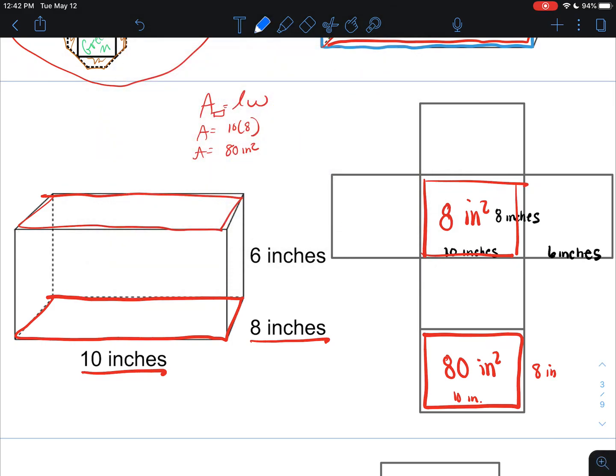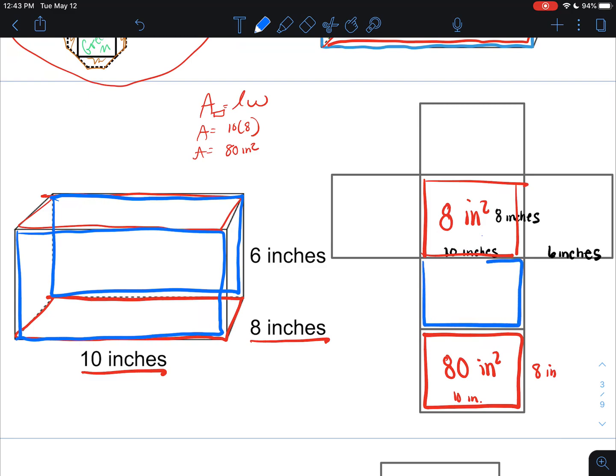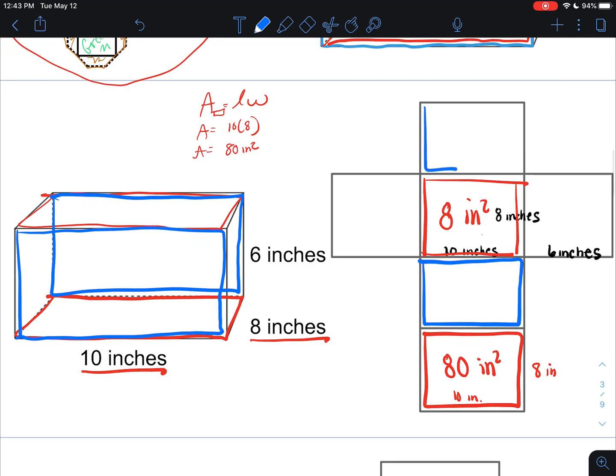And then let's do the front and the back next. So front and the back is going to be blue. So front and then the back, and I know this is trippy because it's three-dimensional. It's very hard to draw three-dimensional. So if this is the bottom and the top, the front and the back are going to be these two rectangles right here. And the more you do this, you'll get used to it. So this rectangle right here has a length of 10 inches.